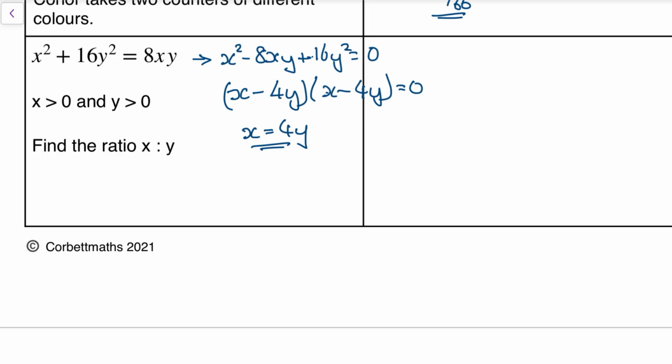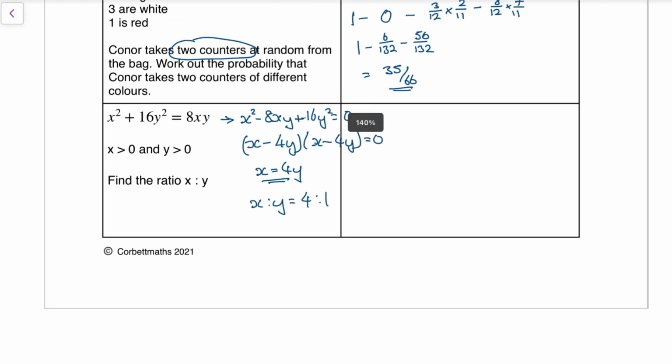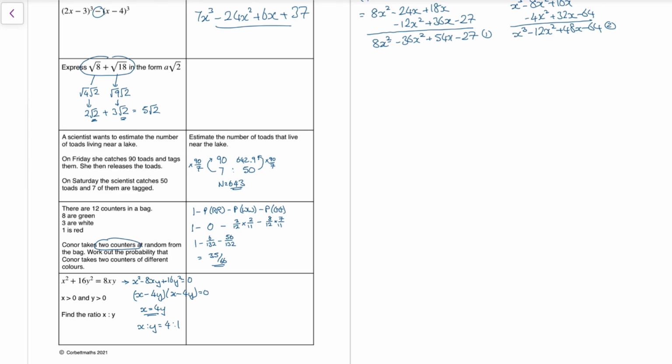So every now and then you'll read a question, it will say, here's a probability, can you show this? And you'll think, well, where does that come from? You just kind of have to do what you know sometimes and then hope that an answer is going to emerge. In this case, the answer that does emerge is that x equals 4 times y, which means x is 4 times bigger than y. So therefore the ratio of x to y is 4 to 1. Wow, what a final question.